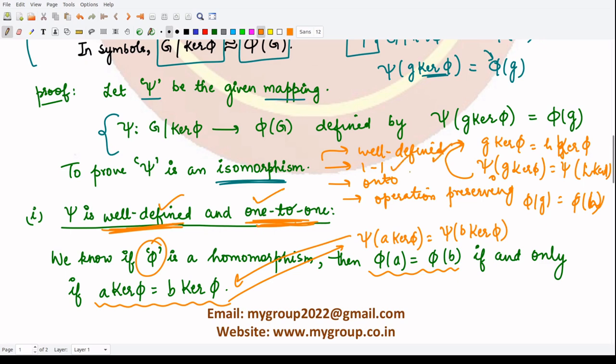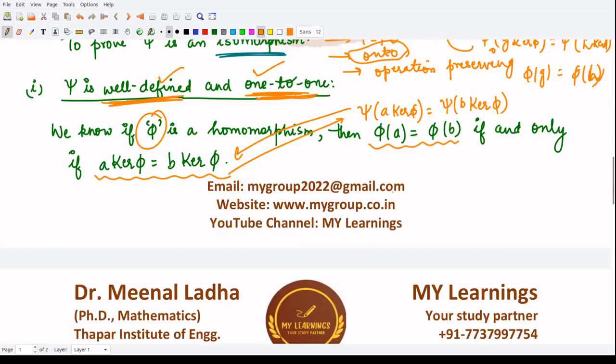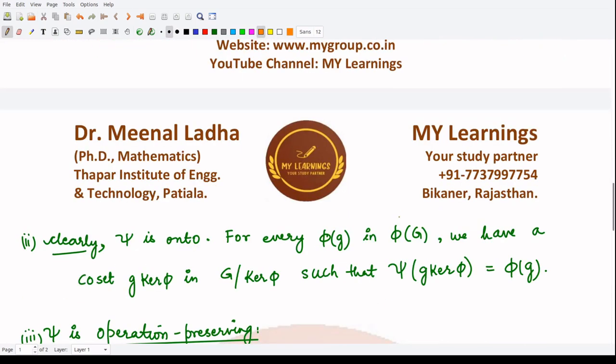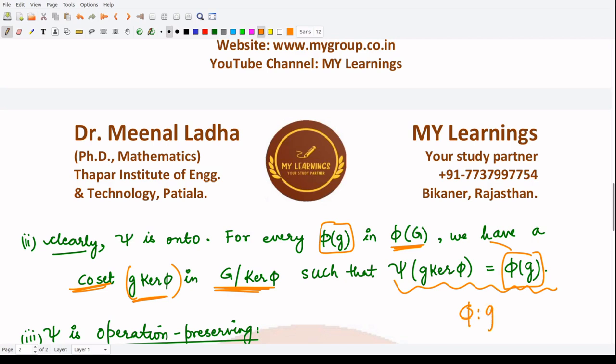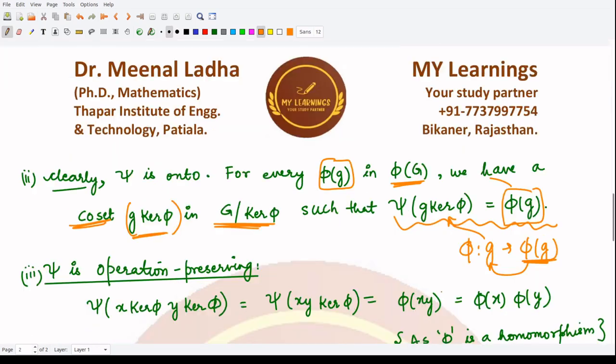Now let's move on to our next property, which is onto. Clearly this mapping is onto because we have defined it in such a way that for every phi of G in phi of the group G, we have a coset G kernel phi present in the factor group, such that we have this definition. For every phi of G, we definitely find some G, because phi is a mapping which takes G to phi of G. So it is obviously onto. If we have a G, then corresponding to it we can construct a coset G kernel phi, hence it is onto.